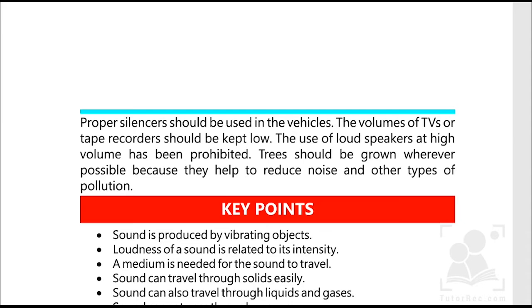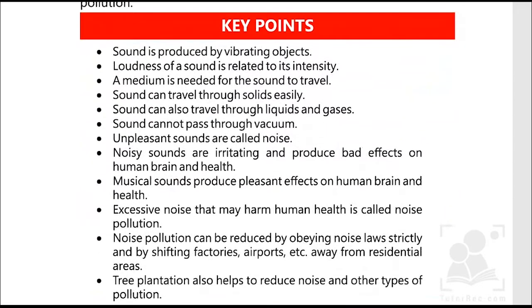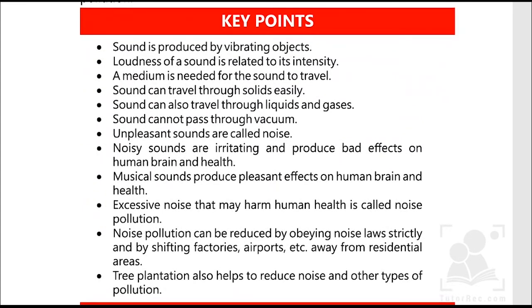Let's have a look at some key points. The key points of this chapter, Introduction to Sound, are: sound is produced by vibrating objects. Loudness of a sound is related to its intensity. A medium is needed for the sound to travel. Sound can travel through solids easily. Sound can also travel through liquids and gases. However, sound cannot pass through vacuum.